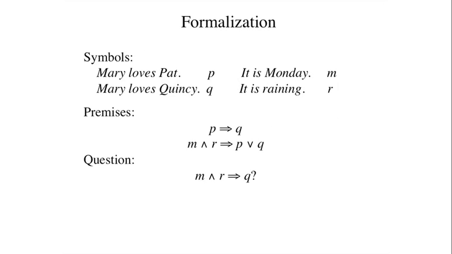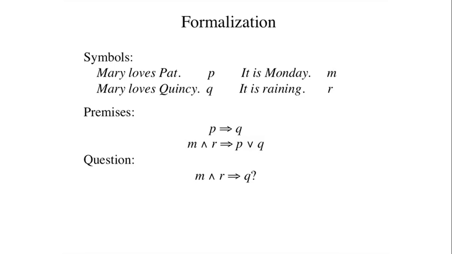As with the algebra problem, the first step is formalization. Let P represent the possibility that Mary loves Pat. Let Q represent the possibility that Mary loves Quincy. Let M represent the possibility that it's Monday. And let R represent the possibility that it's raining. With these abbreviations, we can represent the essential information of this problem with the logical sentences shown here.